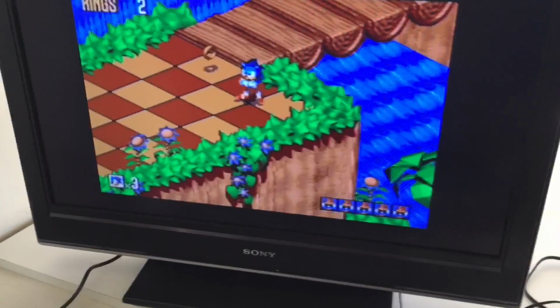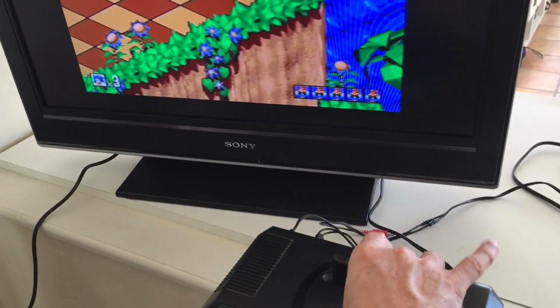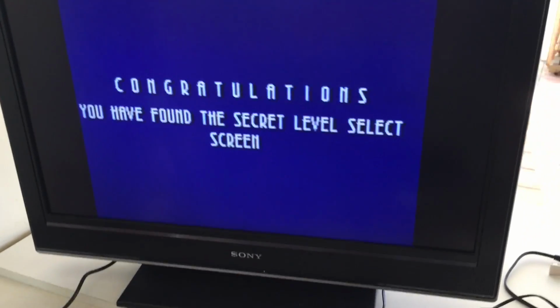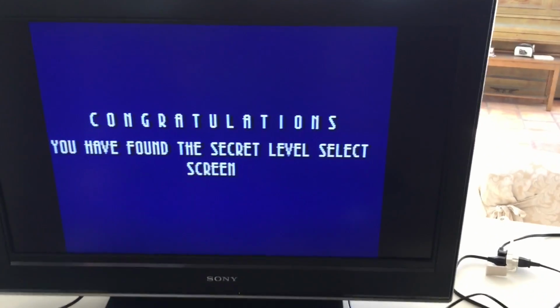Some of you may have seen videos showing how you can trigger a secret level select on Sonic 3D just by wiggling or hitting the cartridge like this. This is something I never intended or programmed, but I'll try and explain why it happens.